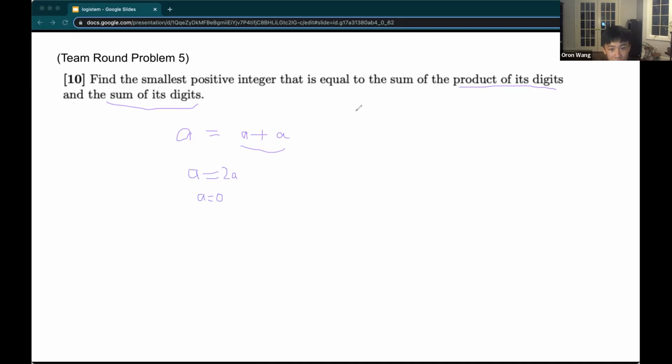Next, we look at if it has two digits. Consider the number AB, where A and B are digits and are not multiplied. Now, we know that if a number can be written as AB in digits, it can also be written as 10A plus B.